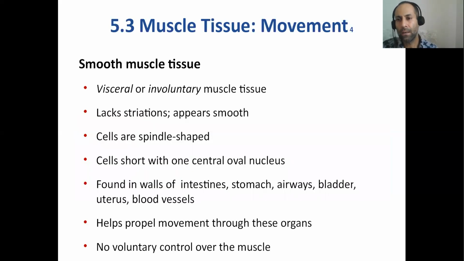Smooth muscles are unstriated or non-striated, so they do not have that striated pattern, even though they're made up of the same two fibers, the actin and the myosin, but they're arranged in a way where you do not have this striated appearance.